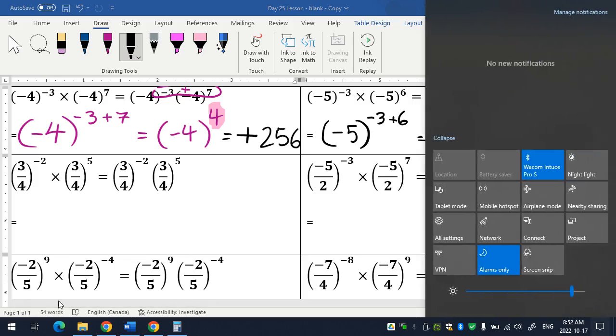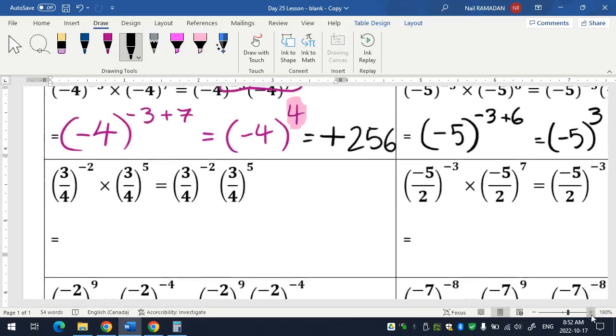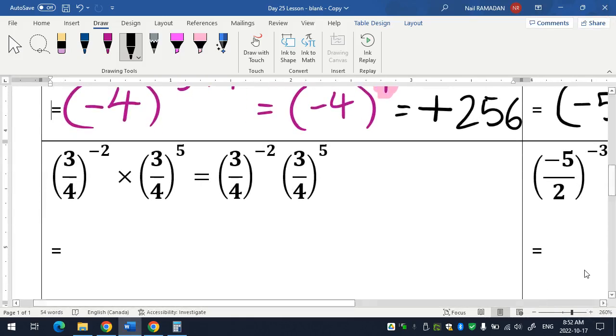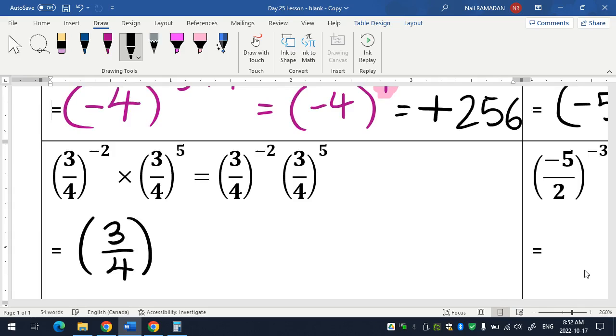Okay, let's look at this one. So zoom in. What do we have? We have a 3 over 4 repeated twice. So that means it's the same base. And what do I do with these two? Plus, exactly. So I add them up. What's minus 2 plus 5? 3, or 5 minus 2.